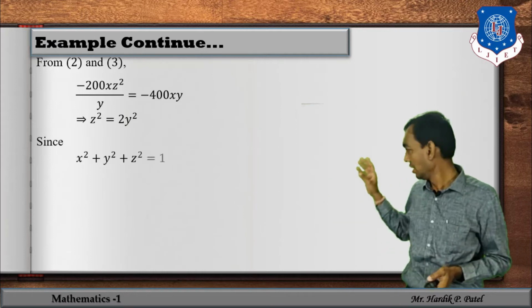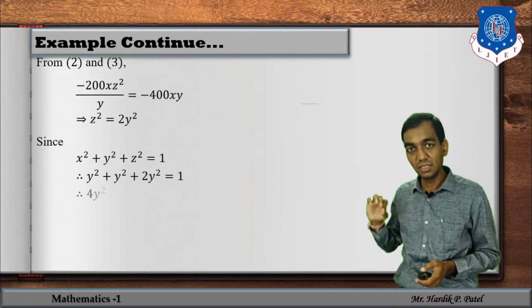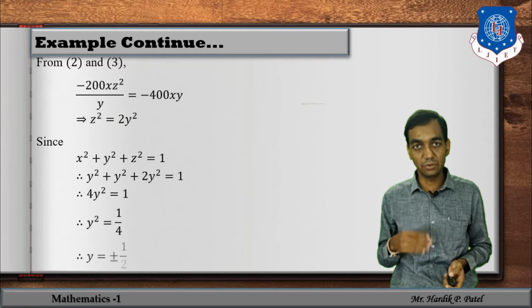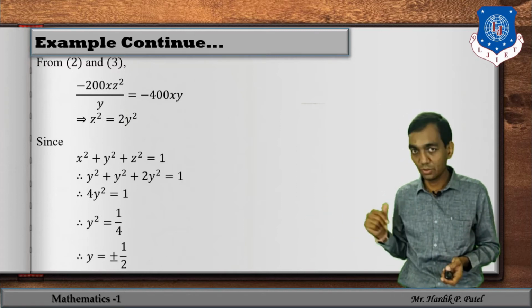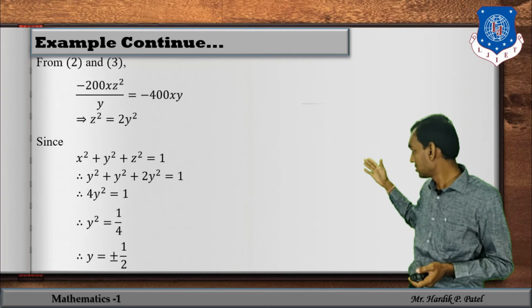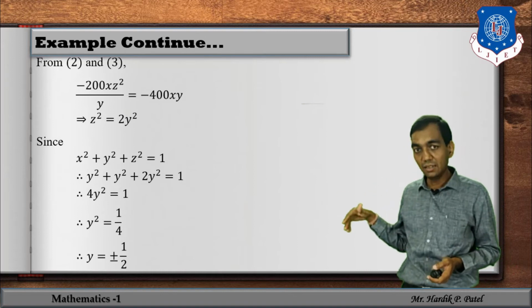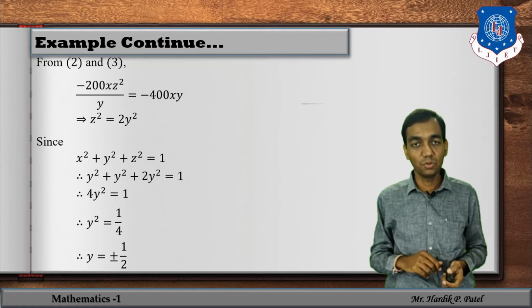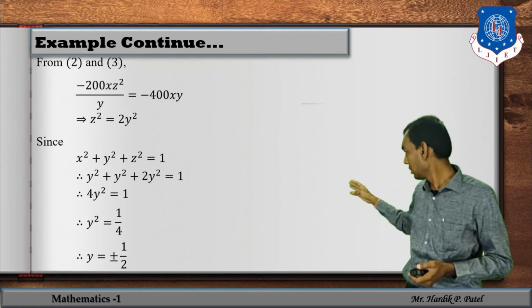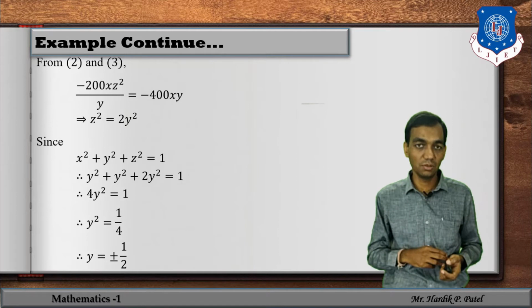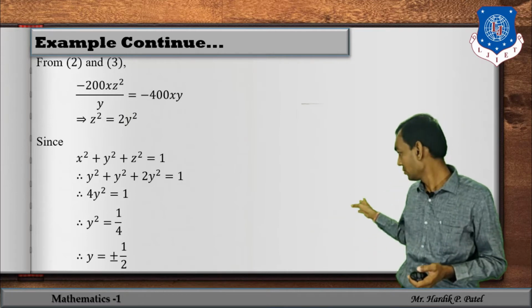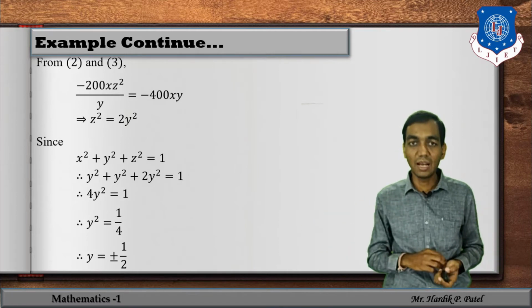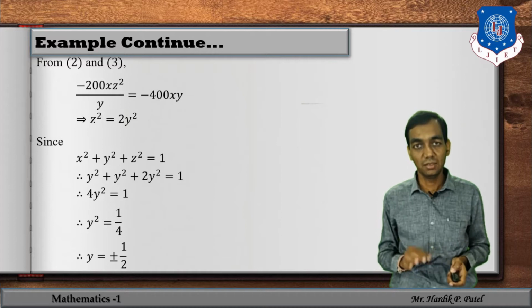Now, we are going to use this relation in our condition. Our condition is what? x square plus y square plus z square is equal to 1. So, x square is equal to y square and z square is equal to 2y square. So, we are going to write down all the terms in the form of y. Then you will have y square plus y square plus 2y square is equal to 1. That will give you 4y square is equal to 1, and that will give you y is equal to plus or minus 1 by 2.